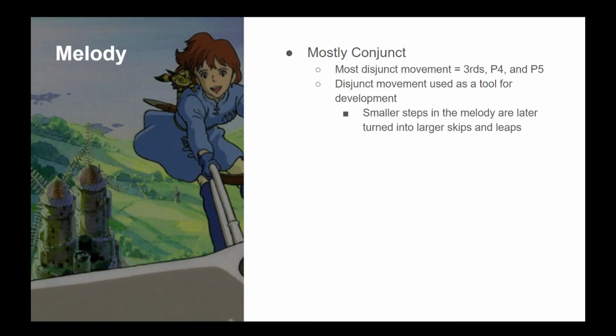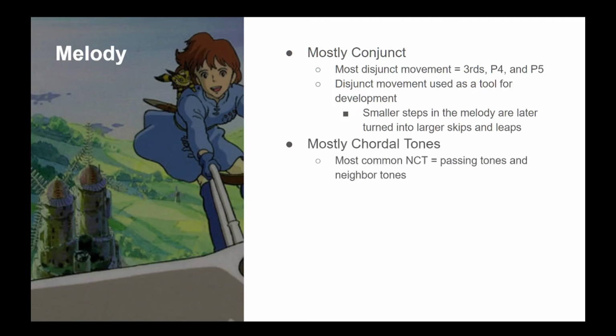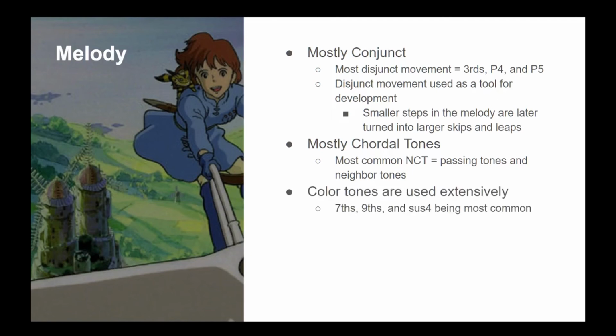and perfect fifths. Many of these larger leaps are used specifically as tools for developing the motivic material after it has first been established. The grand majority of the notes used are chordal tones, with the most common non-chordal tones being passing tones and neighbor tones. Keeping in mind Hisaishi's propensity to use color chords, we find that color tones are once again used quite frequently in the melody, with sevenths, ninths, and suspended fourths all being common.